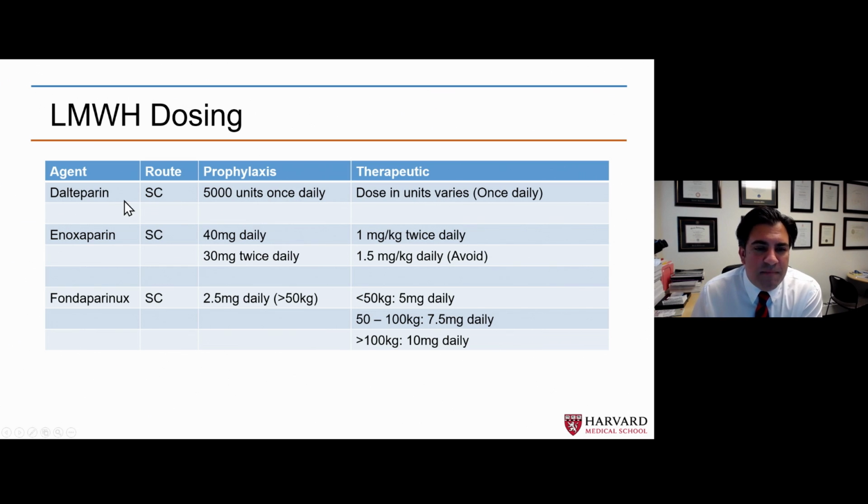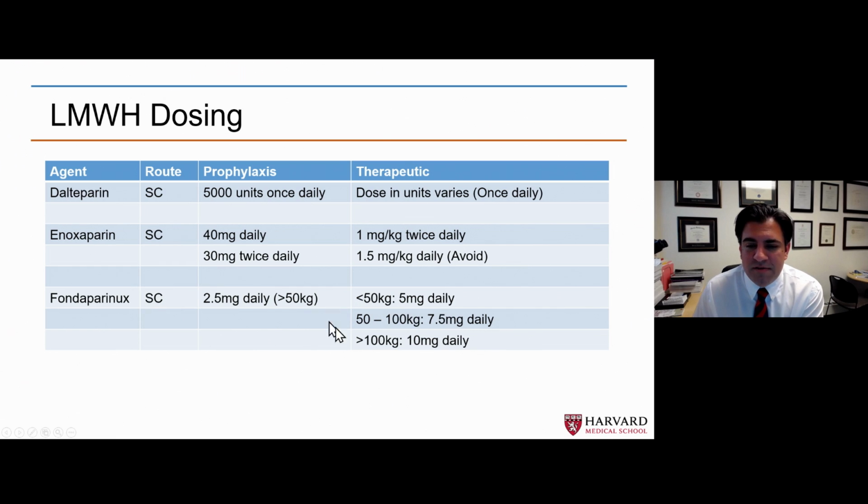The dosing varies, once or twice daily, depending on the prophylaxis or therapeutic dosing. What's great about dalteparin is that it's once daily, no matter what your indication is. Enoxaparin, really, if it's prophylaxis, should be given daily. I tend to avoid the once daily enoxaparin dosing. It leads to very high peaks that can cause bleeding and then low troughs that increase the risk for thrombosis, especially if patients miss their dose.